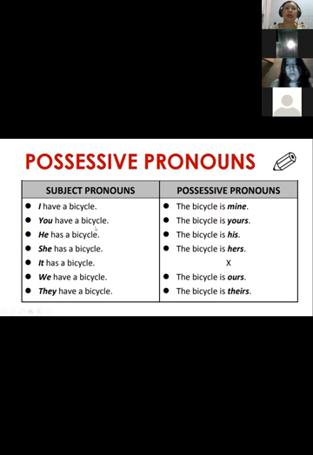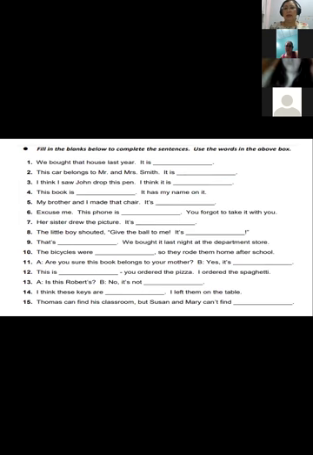Okay. You have a bicycle, the bicycle is yours. Vea, estos ya no son adjectives, son possessive pronouns. She has a bicycle, the bicycle is hers. Para it, hemos dicho que no vamos a utilizar. We have a bicycle, the bicycle is ours. They have a bicycle, the bicycle is theirs. Okay, excellent.